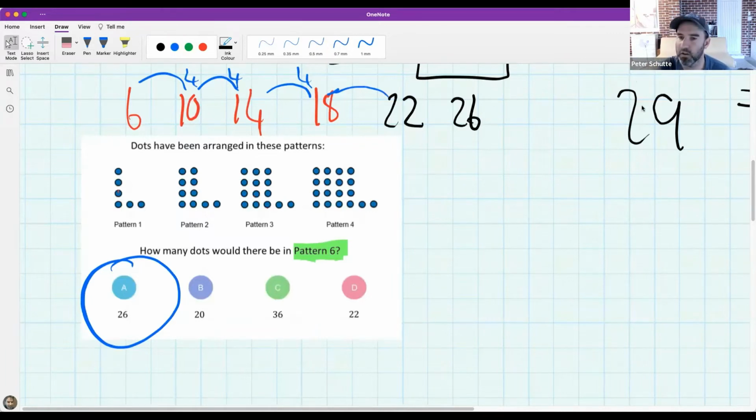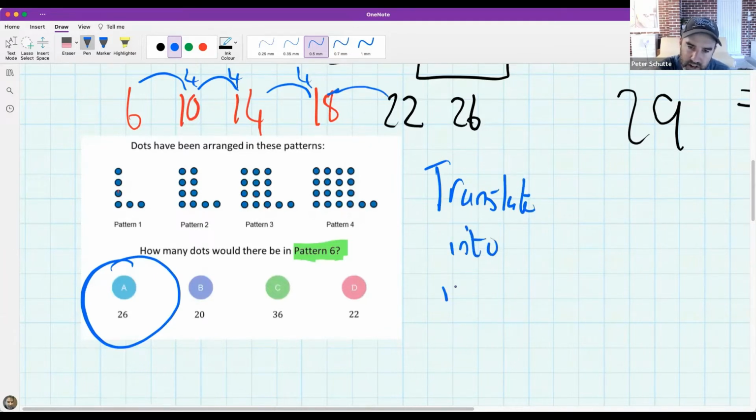Okay. So fantastic. All right. So the main thing I want you to remember, guys, as you go forward is if you're given a picture, a lot of the time, translating it into numbers is a good thing to do.